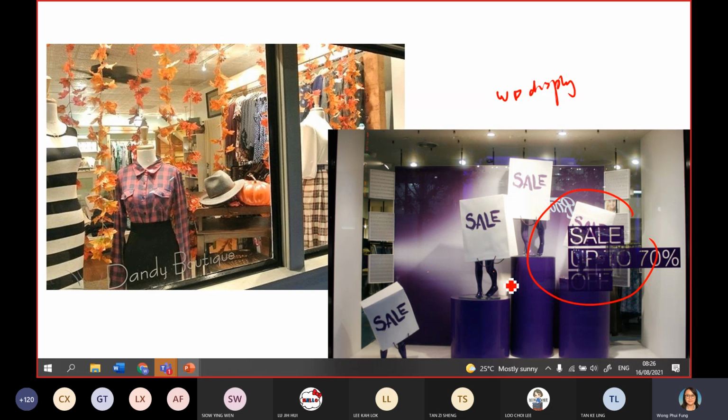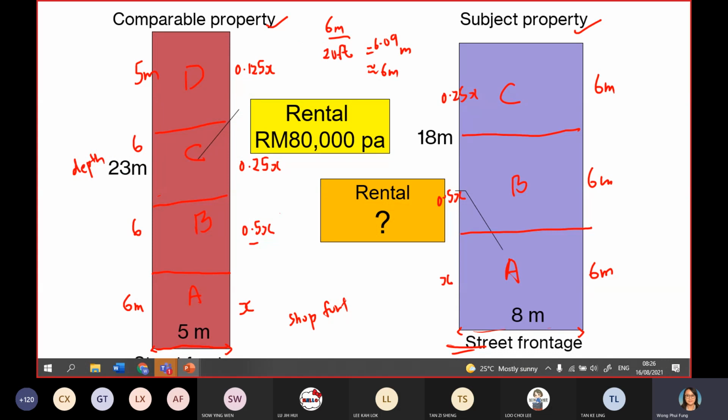Because customers are very lazy. They won't go into the back of the shop if they didn't see anything interesting at the shop front, so they are less likely to walk to the back. That is a tactic of the retailer. You will notice that most of the time they place nicer clothes or displays at the front rather than at the back. So that is the reason why A is the most expensive compared to B, C, D.